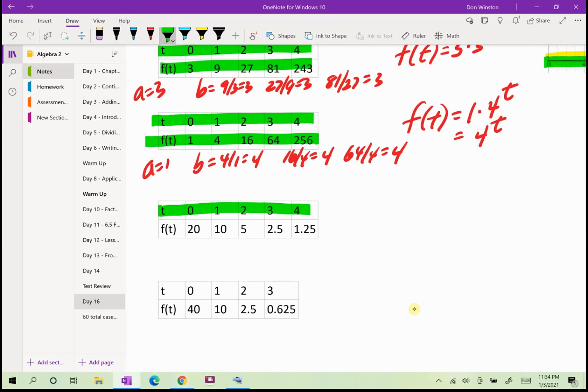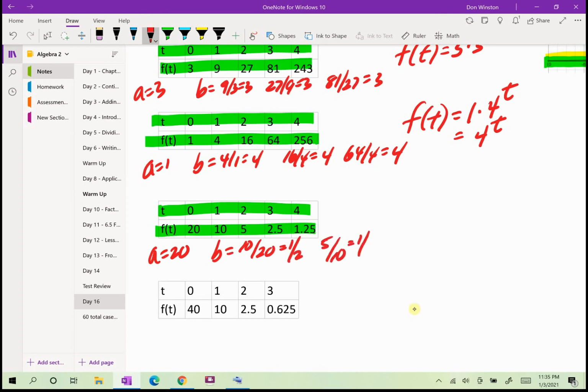So here, when t is equal to 0, f of t is equal to 20. So a is equal to 20. Now let's find a multiplier, or b. If I take 10 divided by 20, that gives me 1/2. Or if I take 5 and divide it by 10, that gives me 1/2. Or if I take 2.5 divided by 5, that gives me 1/2. So b, my multiplier, is 1/2, or 0.5.